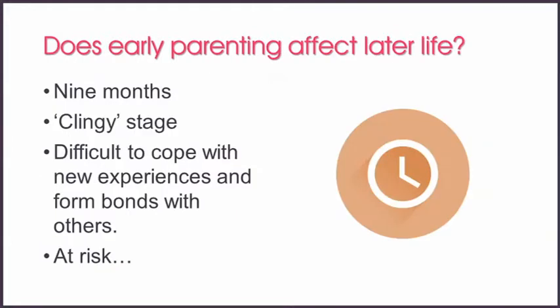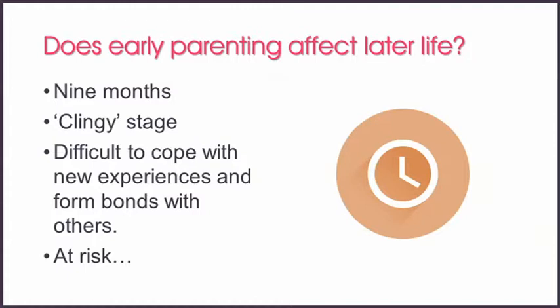By the age of 9 months, most babies will have developed a close bond with their caregiver. They will know who to rely on for food, shelter, love and protection. For this reason, it is common for babies aged between 6 and 9 months to go through a clingy stage. They will get upset when separated from their parents as they associate them with safety. But these bonds aren't always made. When the security and safety element is lost, the child can find it extremely difficult to cope with new experiences and form bonds with others.